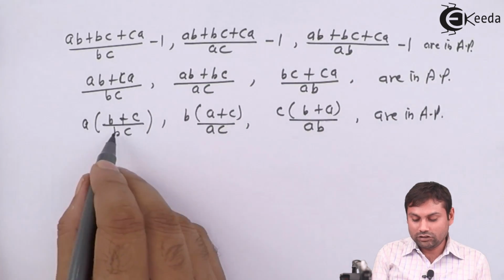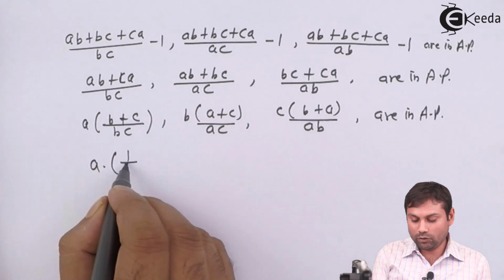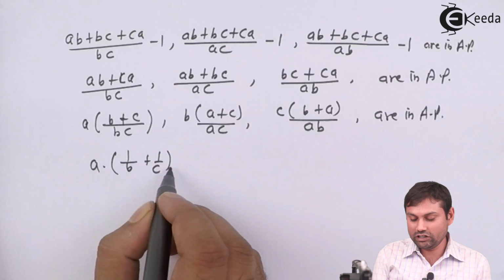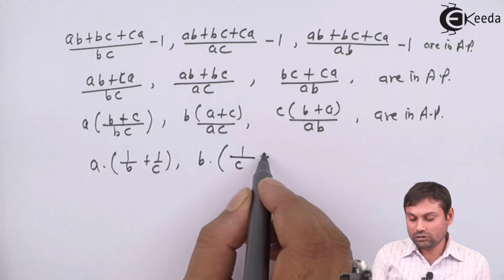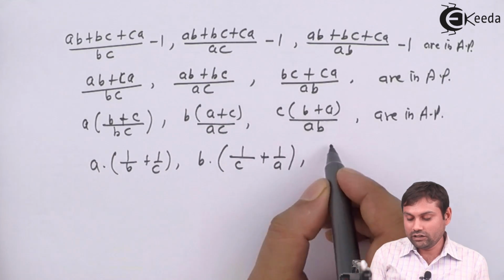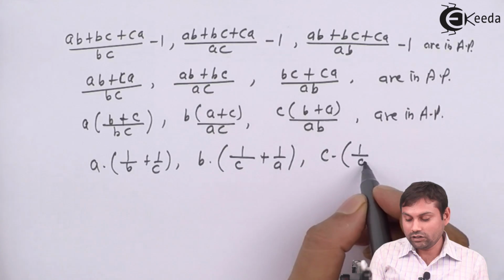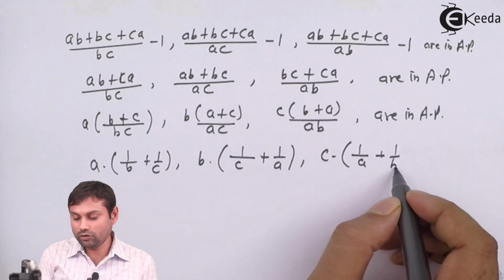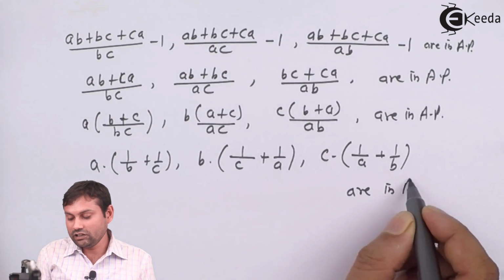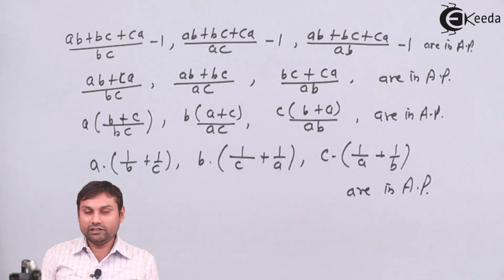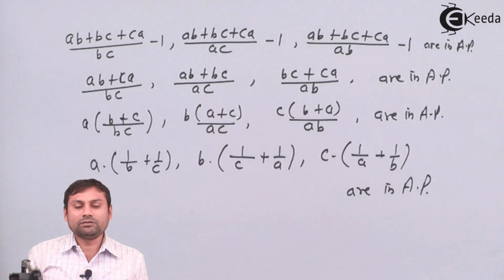Now distribute this denominator. So we get A into 1 upon B plus 1 upon C. Here B into 1 upon C plus 1 upon A. Here C into 1 upon A plus 1 upon B. So this is also in AP. So we have done it. So we using those properties of arithmetic progression.